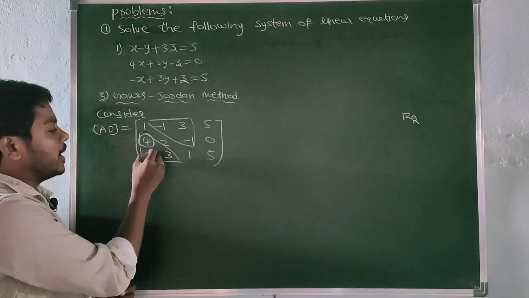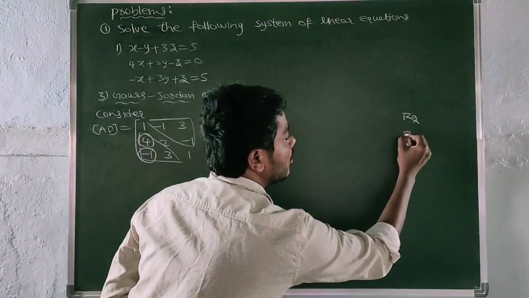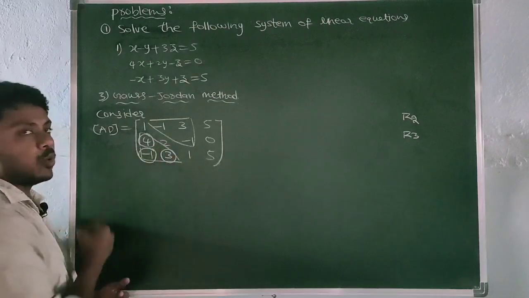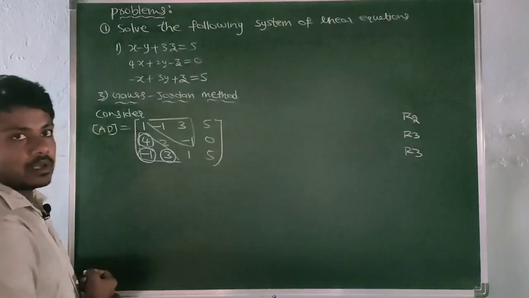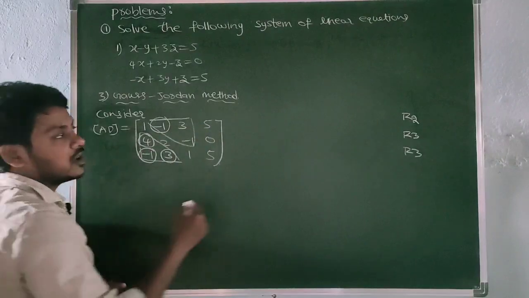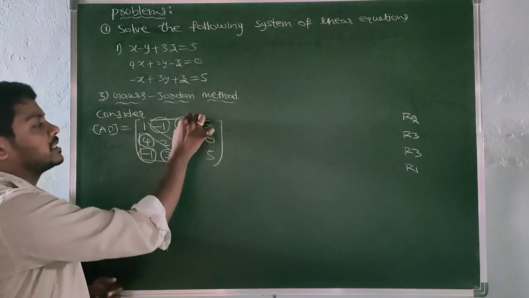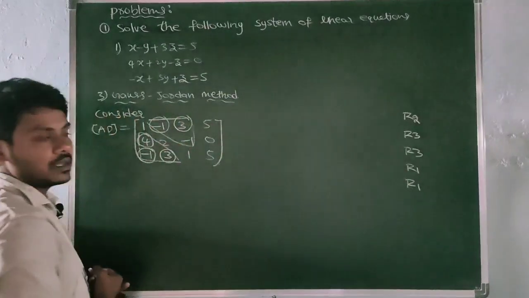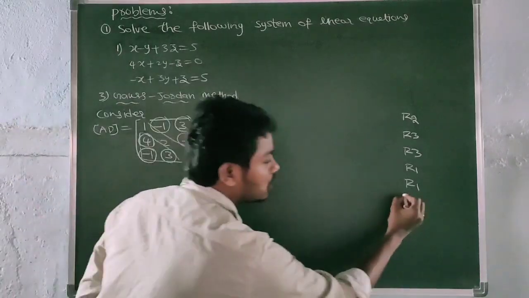Next you have to make this minus 1 as 0. That is R3 row. So write next R3. Next you have to make this 3 as 0. So that is clearly R3 row. Next you have to make this minus 1 as 0. So clear, that is which row? R1 row. Next we have to make this 3 as 0. That is again R1. So write here R1. Next you have to make this minus 1 as 0. So clear, that is R2 row.